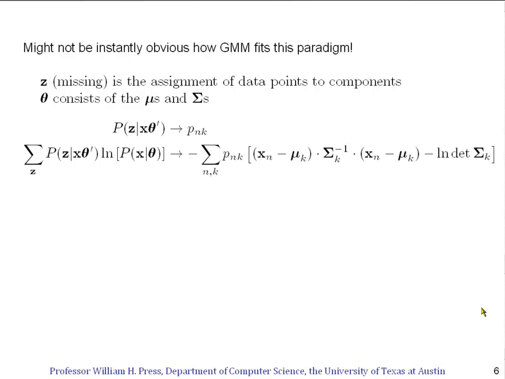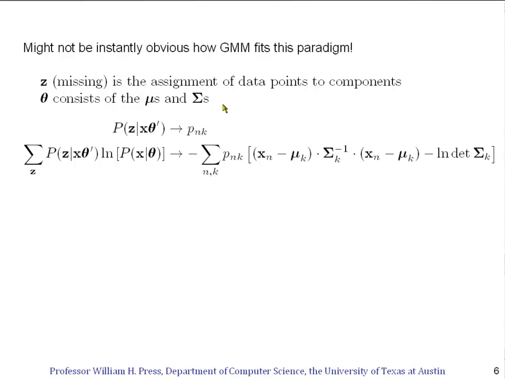Now, we got into this whole subject by doing Gaussian mixture models. And it may not be instantly obvious to you how a Gaussian mixture model fits this paradigm, but it does. For a Gaussian mixture model, the trick is that z, the missing parameters, are the assignments of the data points to the components, whereas the parameters themselves, theta, are the means and covariance matrices of the Gaussian components.